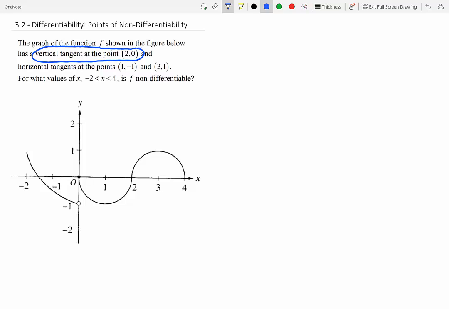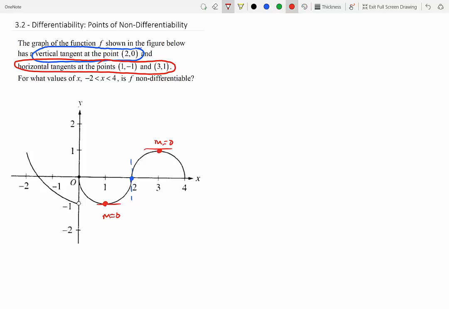So if you look at the point (2, 0) on our function here, a vertical tangent is actually a tangent that does not have an actual slope, because we know a vertical line has an undefined slope. The other information they tell us is that we have horizontal tangents at the points (1, -1) and (3, 1). So if you look at this graph carefully, (1, -1) is a point on our graph, and so is (3, 1). Both of these points have horizontal tangents, which means that the slopes there are equal to 0.